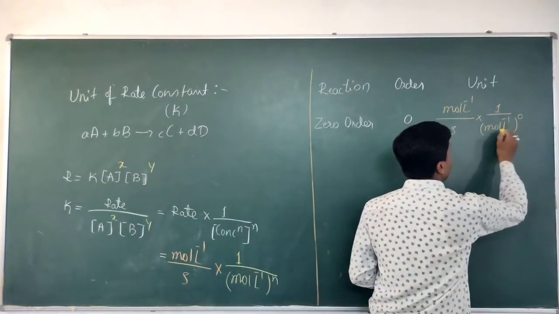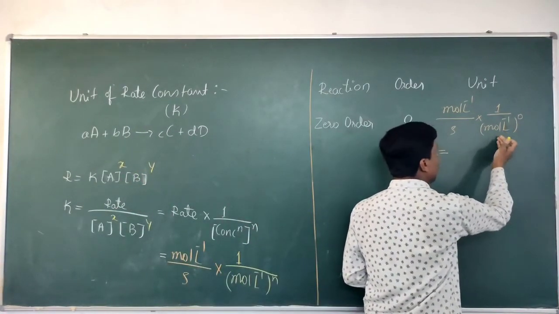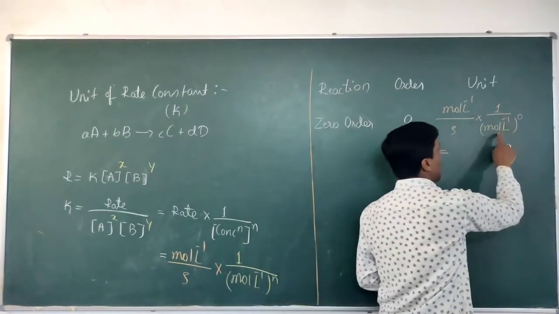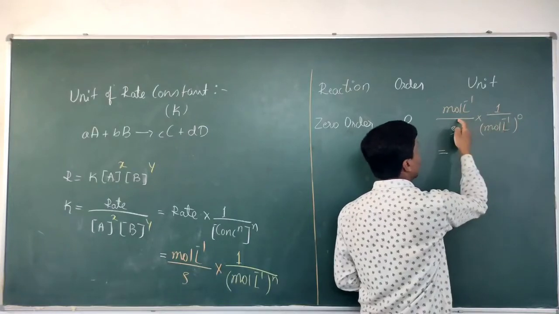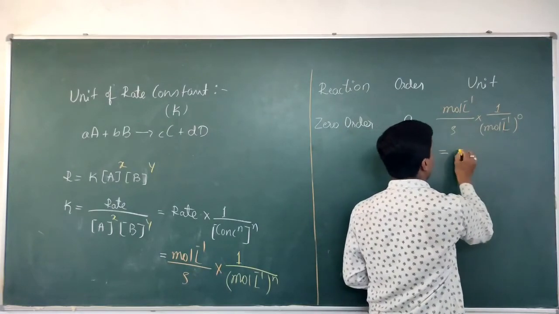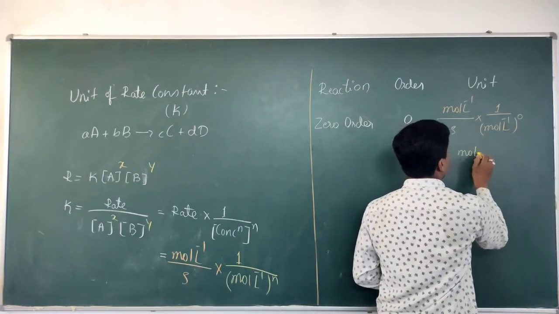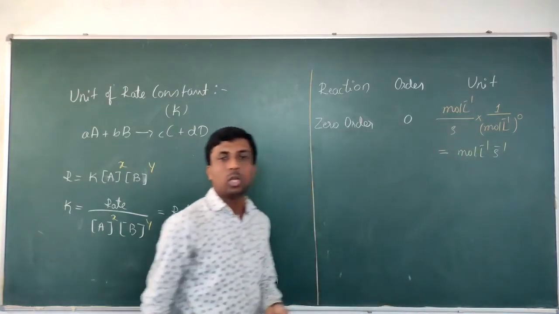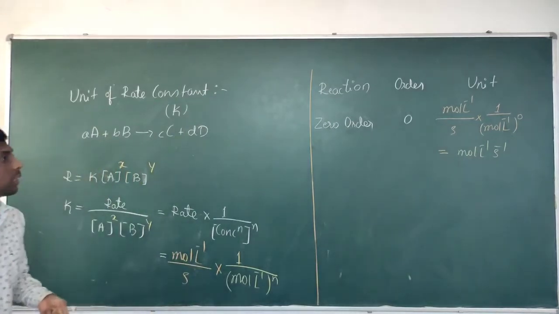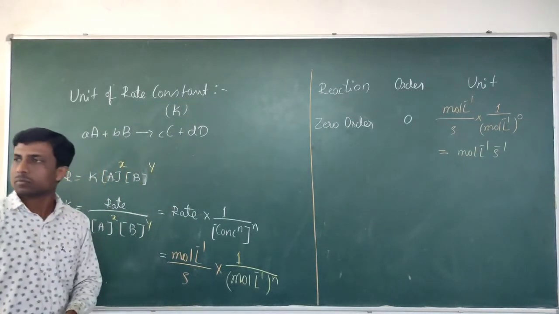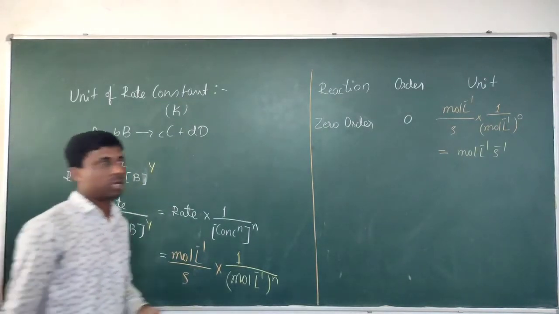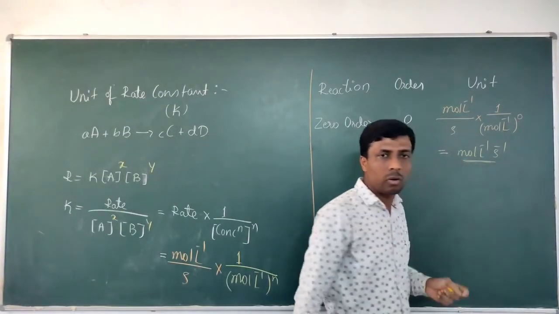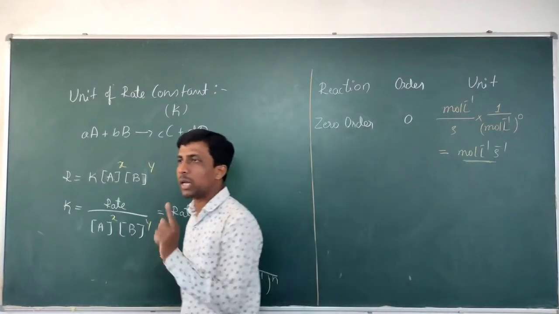Okay. Here, anything raised to power 0 is what? 1. 1 divided by 1 is 1. 1 into this value, mole per liter per second, is the unit for rate constant for zero order reaction.